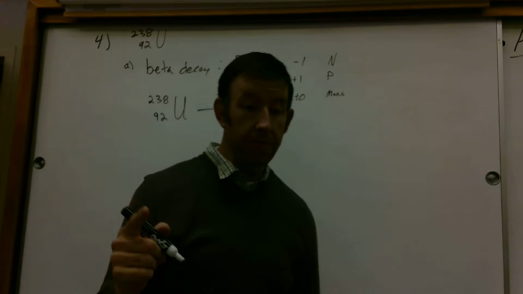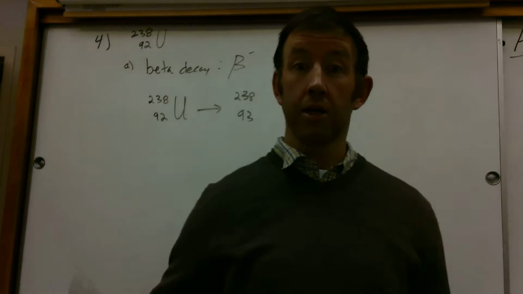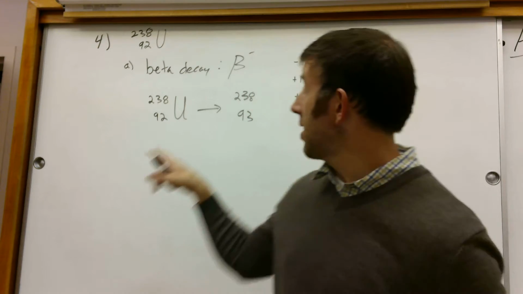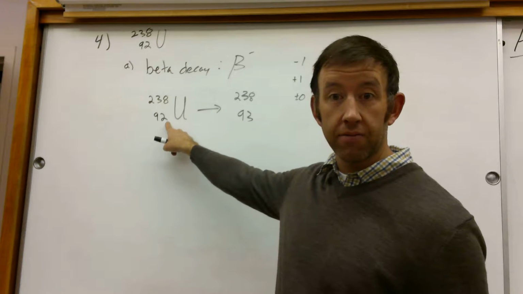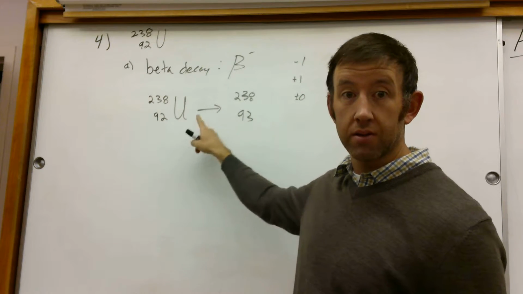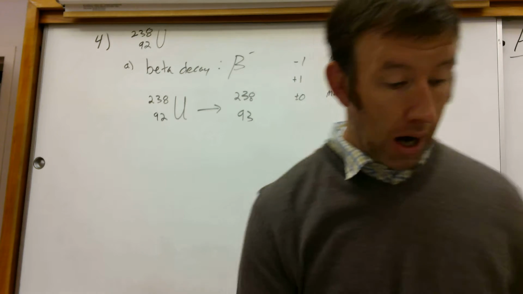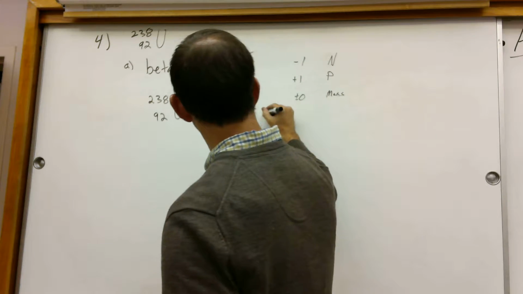And if I look at my periodic table, this is where my periodic table is going to come in handy. I need to find, okay, I'm no longer going to be uranium because I have 1 more proton than I started with. So now I am neptunium. So I'm going to put a little Np here.